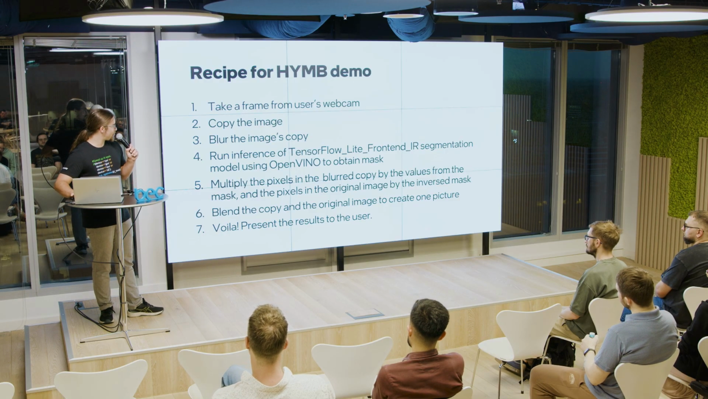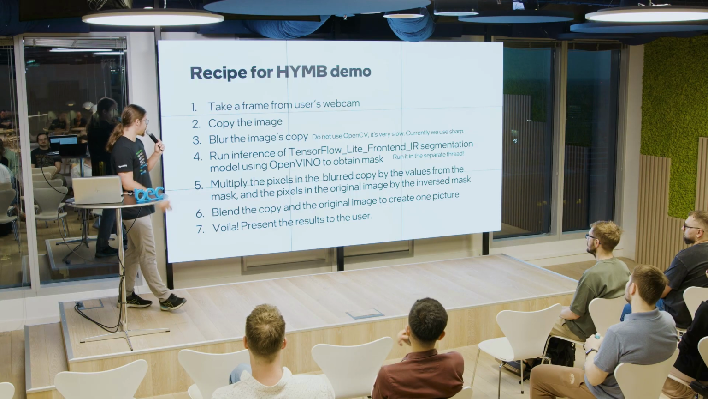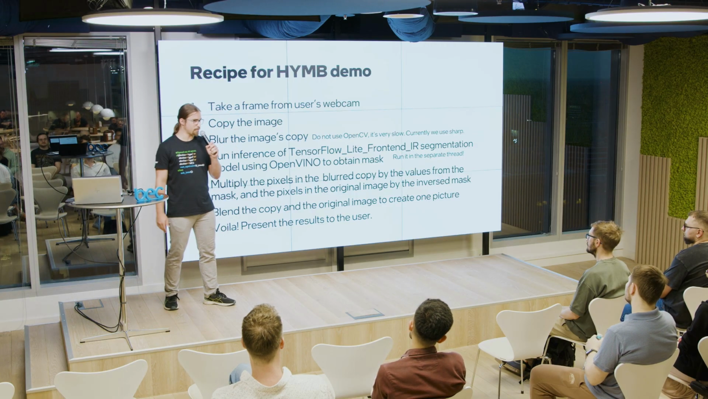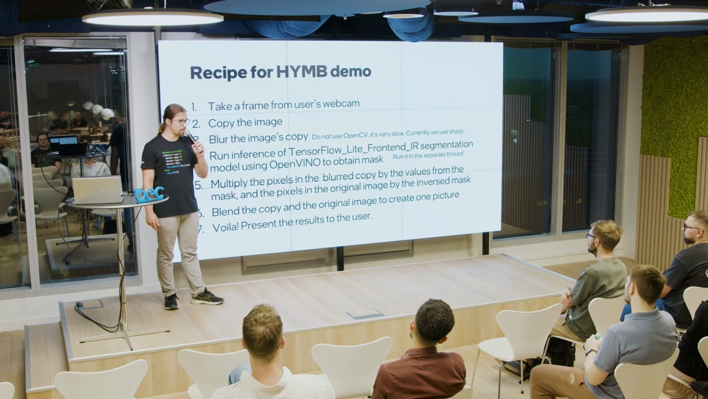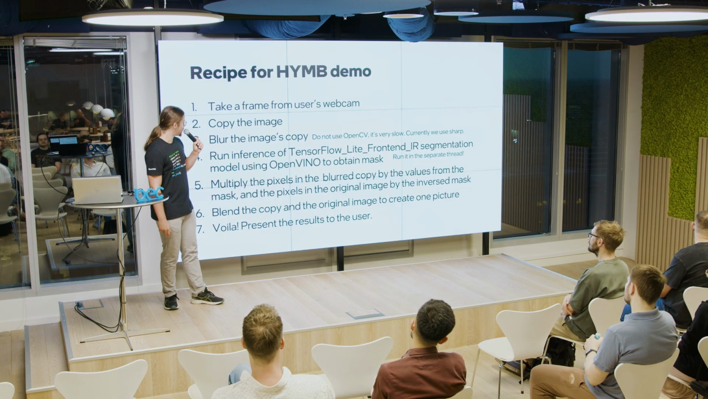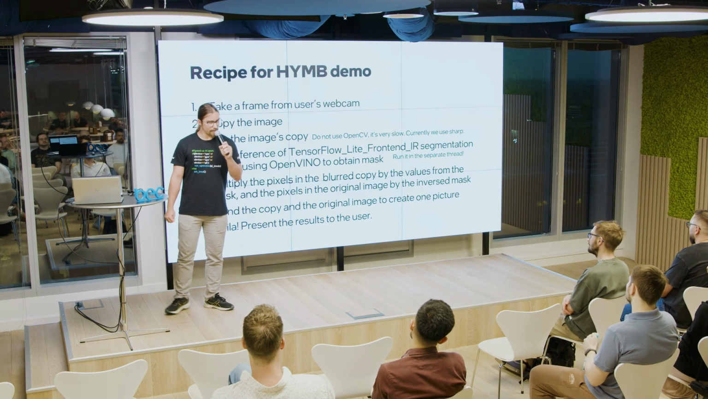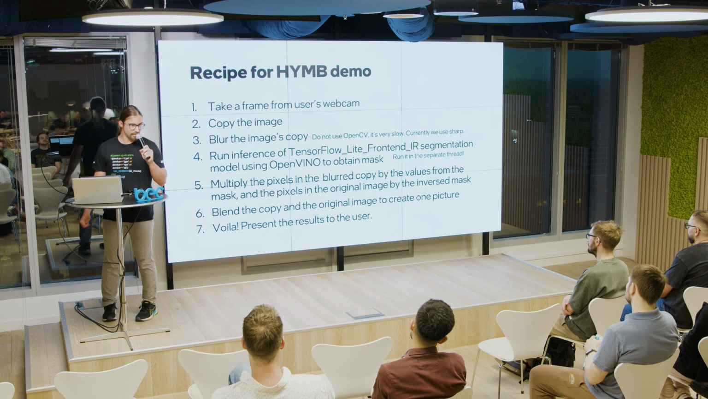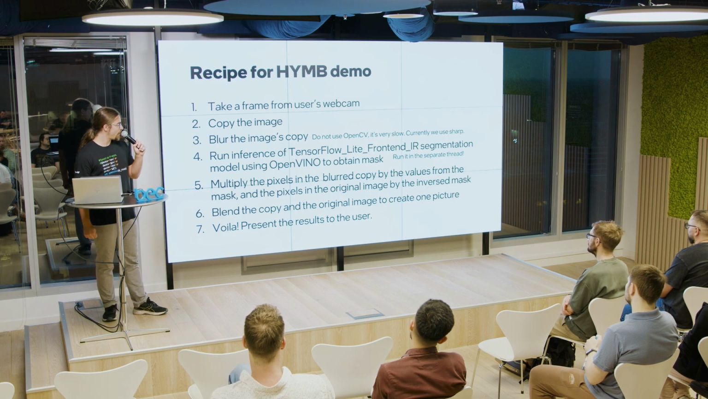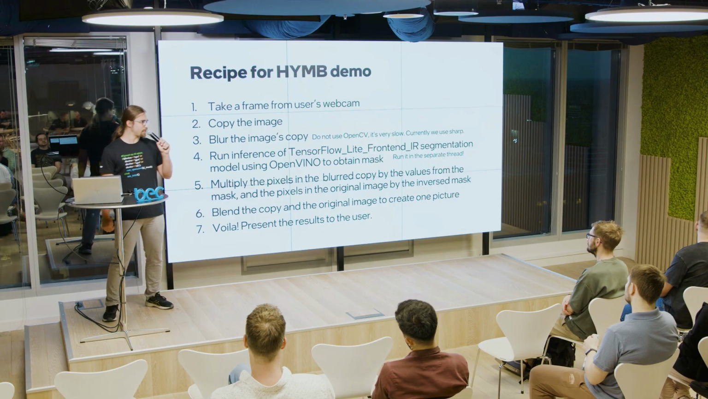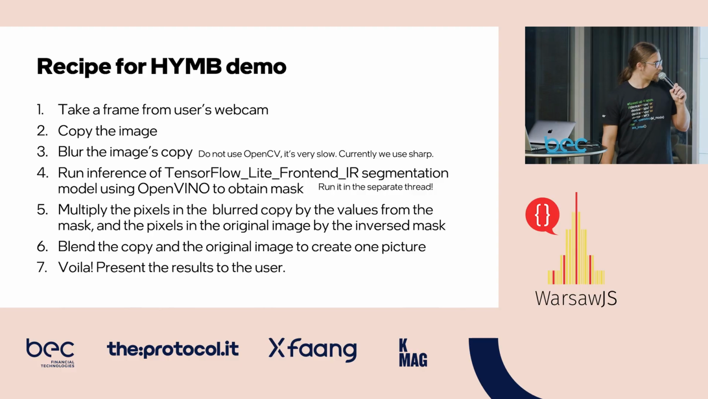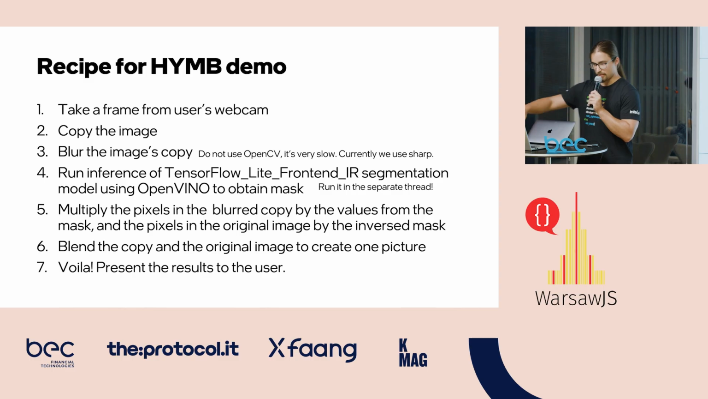But there are two things that we need to remember. First, do not use OpenCV. First, we did it, and OpenCV is so slow when it comes to blurring images that we decided to change to Sharp. But as you can see, it is still quite slow. So this is our pain point of the whole project, blurring. And when you run inference, run it in a separate thread. It makes the lag less visible.